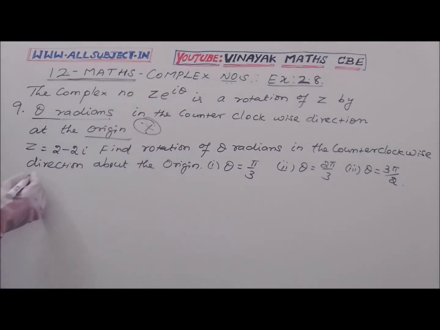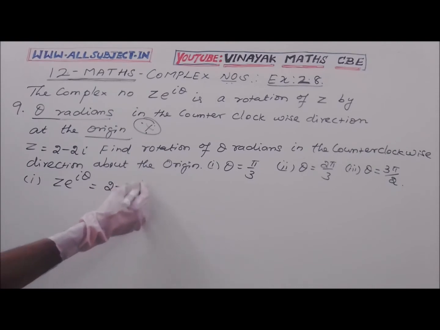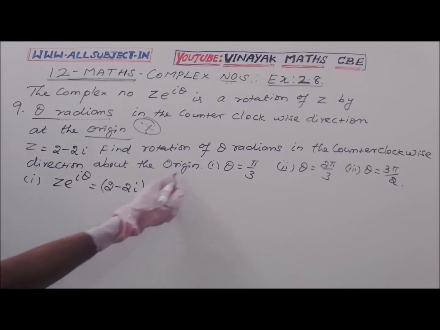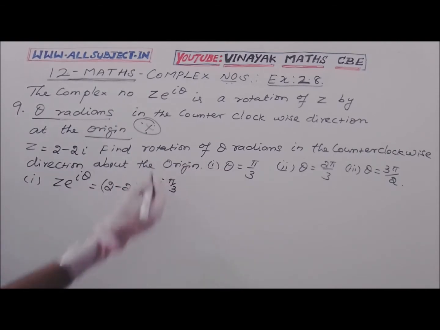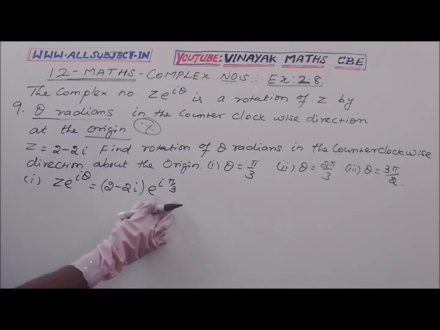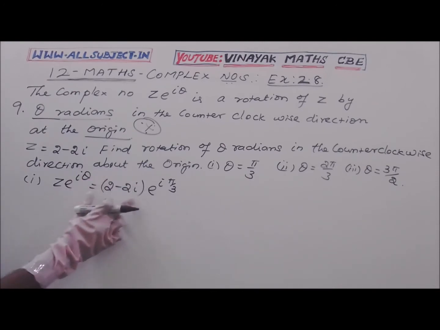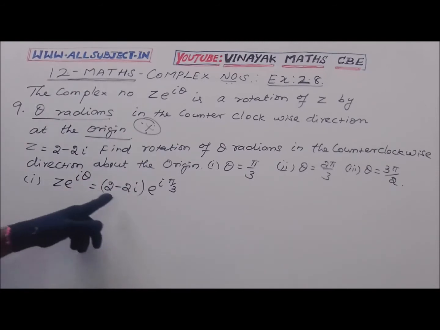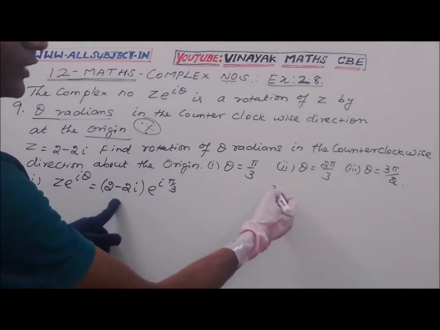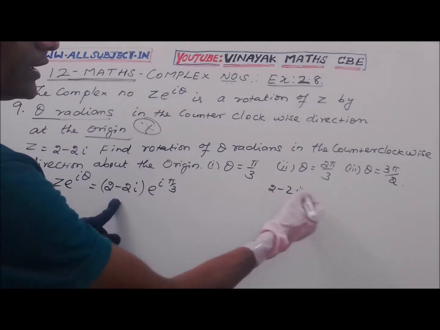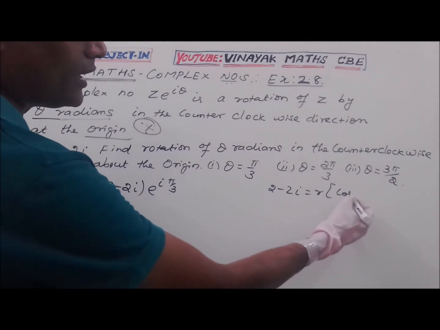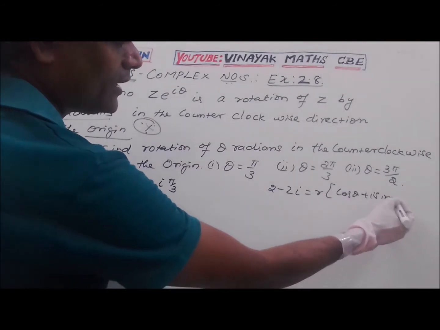So for the first one, z into e power i theta equal to, z is given as 2 minus 2i into e to the power i theta, where theta is pi by 3. Now this is in Euler form. We can easily write it as cos pi by 3 plus i sin pi by 3. So we should make this complex number in polar form. So writing in polar form, 2 minus 2i equal to r into cos theta plus i sin theta.